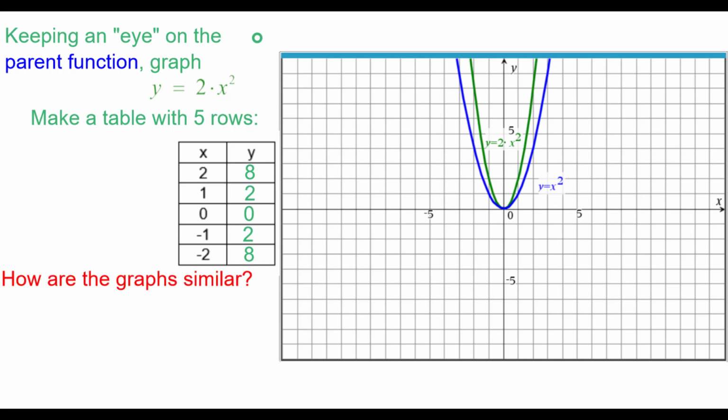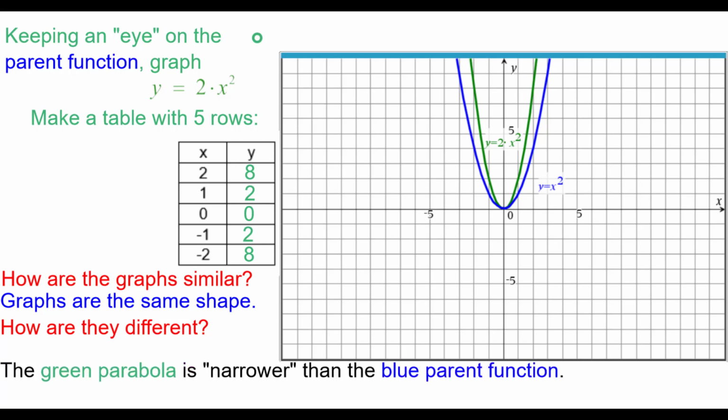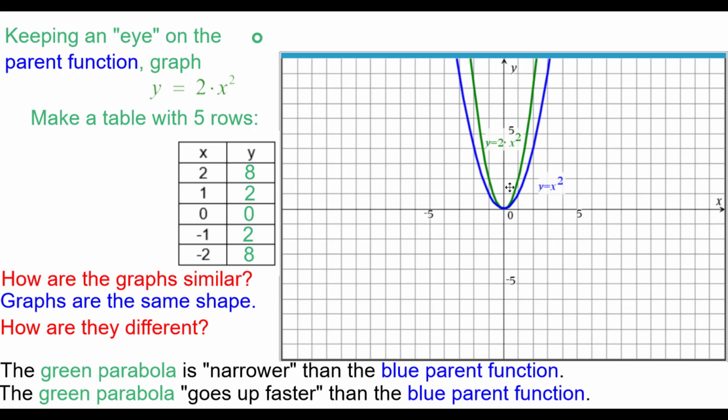How are the graphs similar? Well, they do have the same shape. They're both a parabola-looking curve. And how are they different? Well, press pause until you're finished thinking about that. The green parabola is narrower than the blue parent function. You might also say that the green parabola goes up faster than the blue parent does.